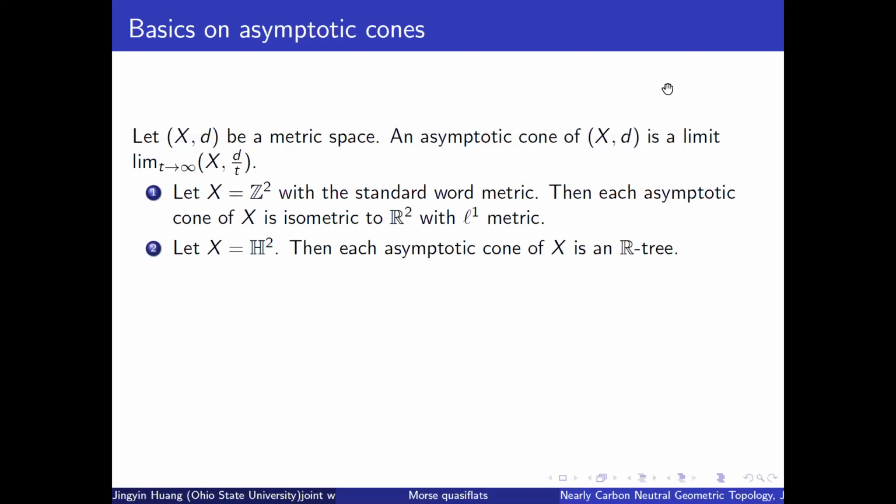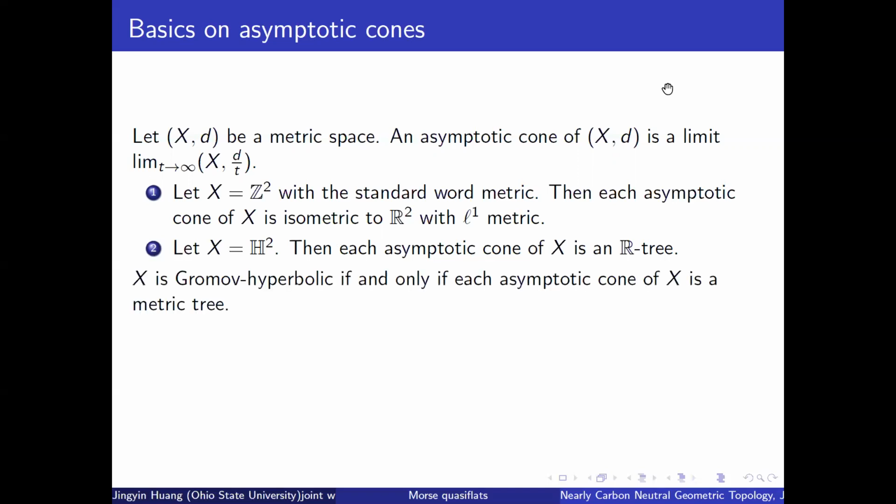Another example to have in mind is if X is the hyperbolic space, we know that every triangle in the hyperbolic space is delta thin. If we zoom out, then the triangles become thinner and thinner. So in the limit, all the triangles are zero thin. That means the limit has to be a tree. So asymptotic cones are actually very helpful to characterize certain properties of a metric space. One example would be to characterize Gromov hyperbolicity. A metric space is Gromov hyperbolic if and only if each asymptotic cone of X is a metric tree.